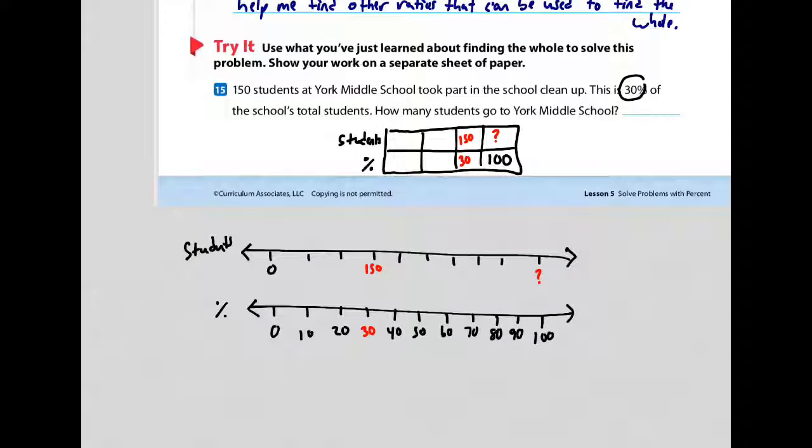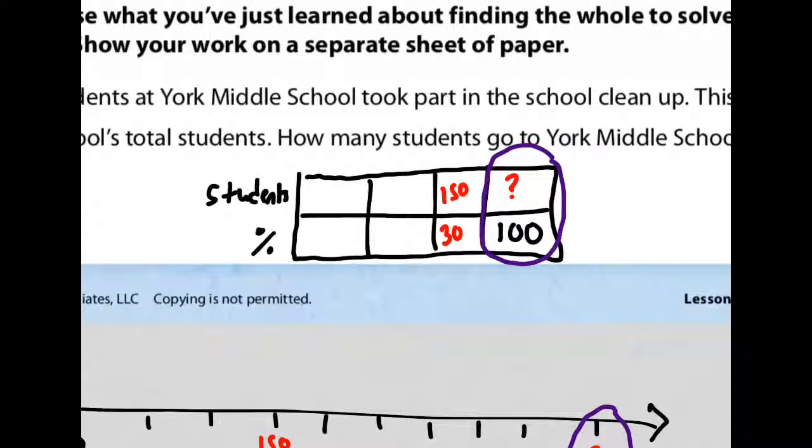So we need to figure out, remember the goal is to figure out how many students was the whole, the total amount. So if I were using the table, one of the things I might do is say, okay, let me find 10%. Now to go from 30 to 10, I just divide 30 by 3, right? So if I do 150 divided by 3, I get 50. Now that I have, if 50 students is 10%, I can figure out what 100 is. So I'll switch to purple here, because I know 10 times 10 is 100. 50 times 10 is 500, which will be our answer.